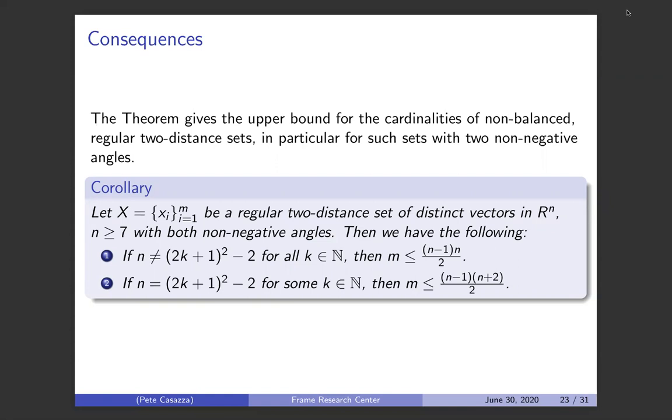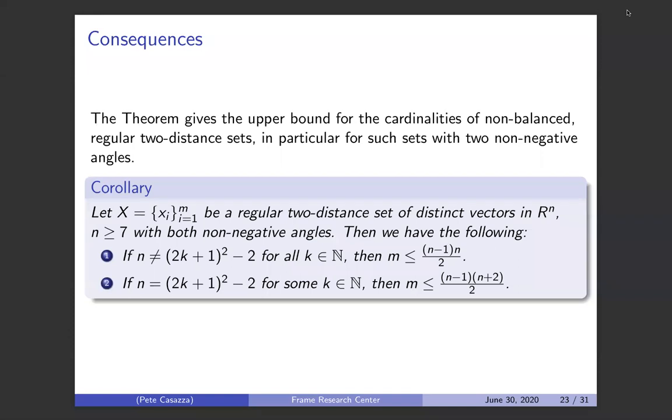So the idea is that we know regular two-distance sets can't have any more than n(n+1)/2 vectors. But this is saying if you have two non-negative angles, you have a much smaller upper bound. And once again, you can actually show that this is achieved. And in the case n = (2k+1)^2 - 2, an odd integer squared minus 2 for some k, then m has to be smaller than (n-1)(n+2)/2. And this is also an exact upper bound.